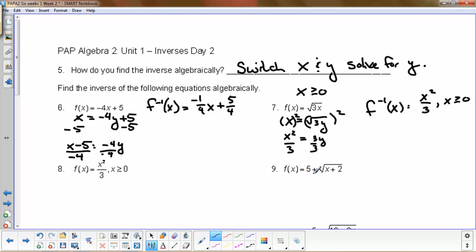Number 9. Again, we must recognize that there's a restriction in the original function. Please recall that x must be greater than or equal to negative 2. And now we will solve. x equals 5 plus the square root of y plus 2. Subtract 5 from both sides. x minus 5 equals the square root of y plus 2.